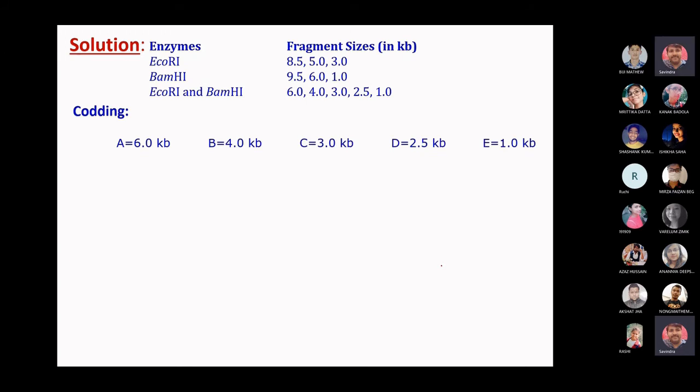First of all, we will give the code to different fragments after double digestion, and then we go for the calculation part. फटाफट से बताएं, from where we will get this 8.5? A plus D. From where we will get this 5? B plus E. And from where we will get this 3 kilobase fragment? C. Yes. So this is A plus D, B plus E, C.